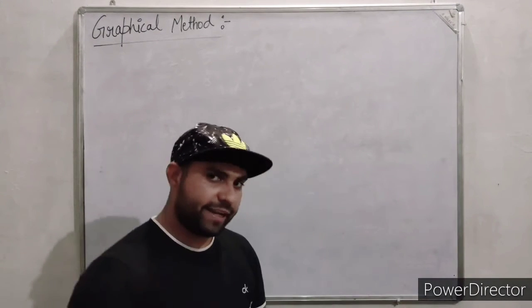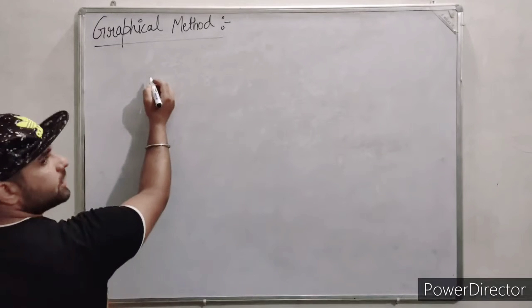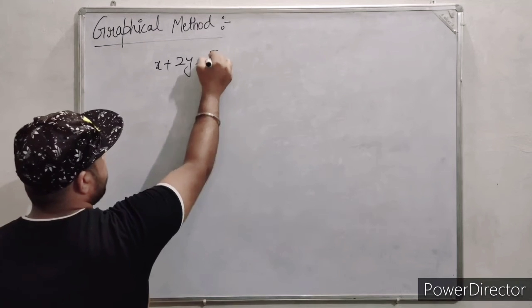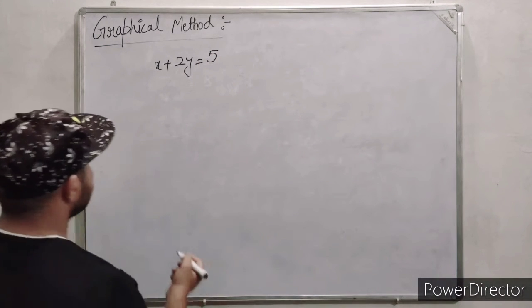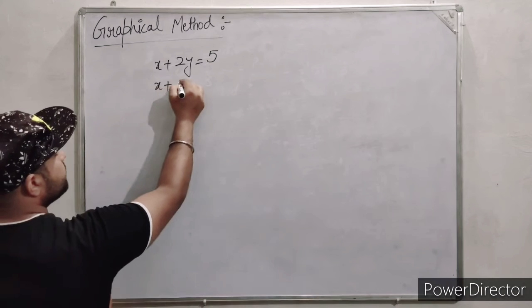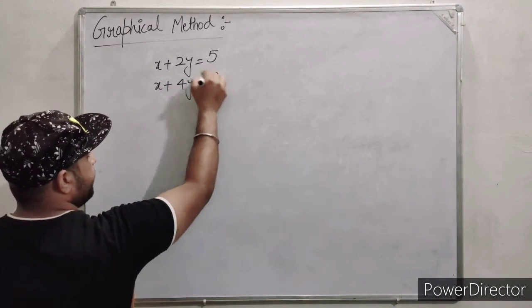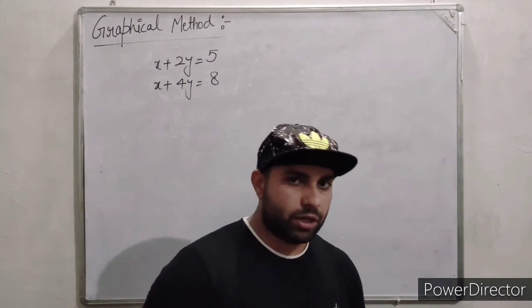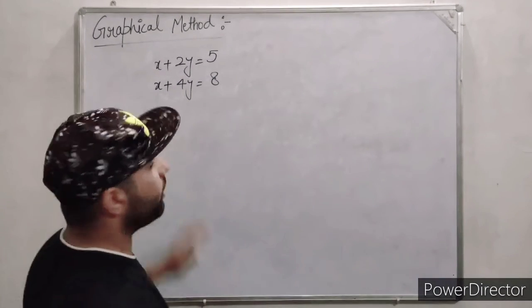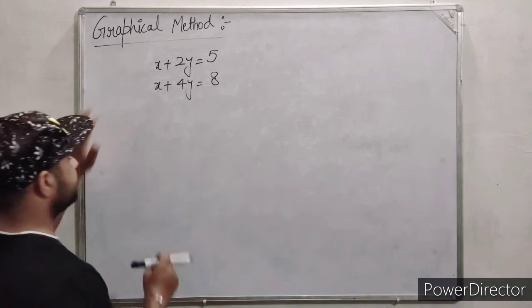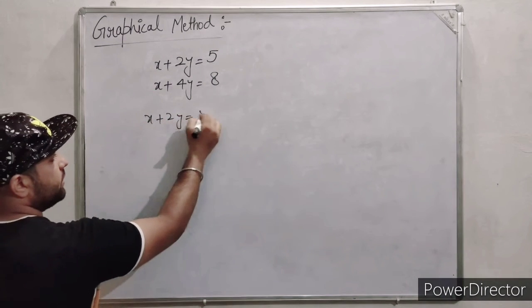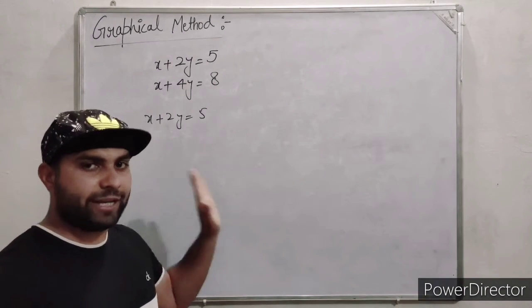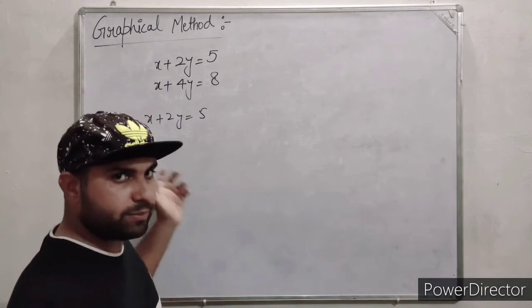So let's take a pair of linear equations in two variables. Suppose I have x plus 2y is equals to 5, and second equation is x plus 4y equals to 8. So I have two equations. Now we will solve it by graphical method. To solve it by graphical method, first of all, make the first equation in the form of subject. What is subject? Finding the value of any variable in terms of the other is known as making subject.